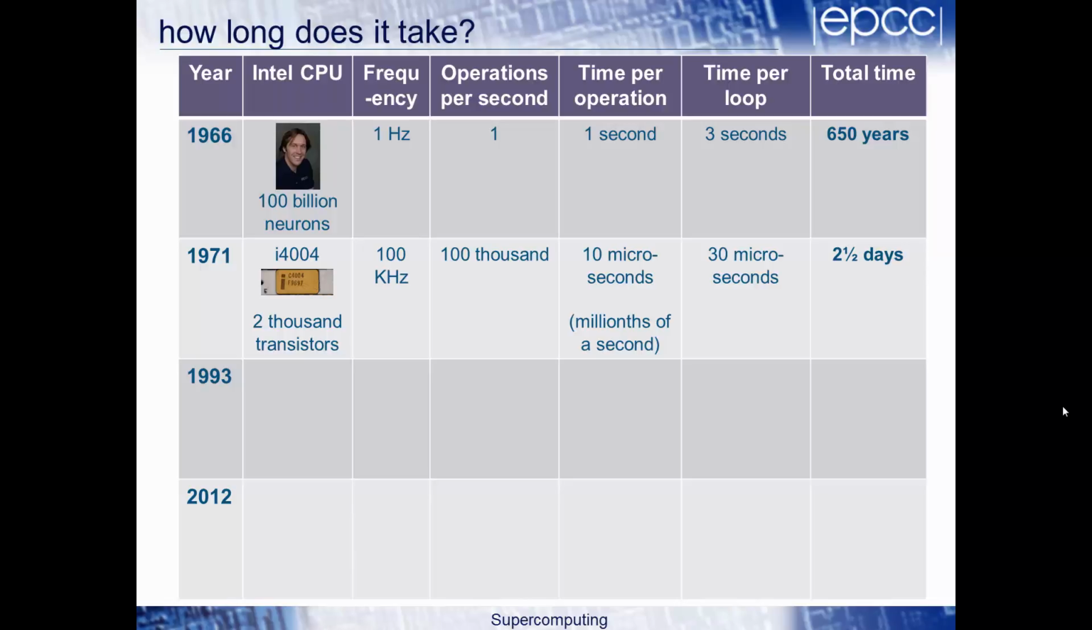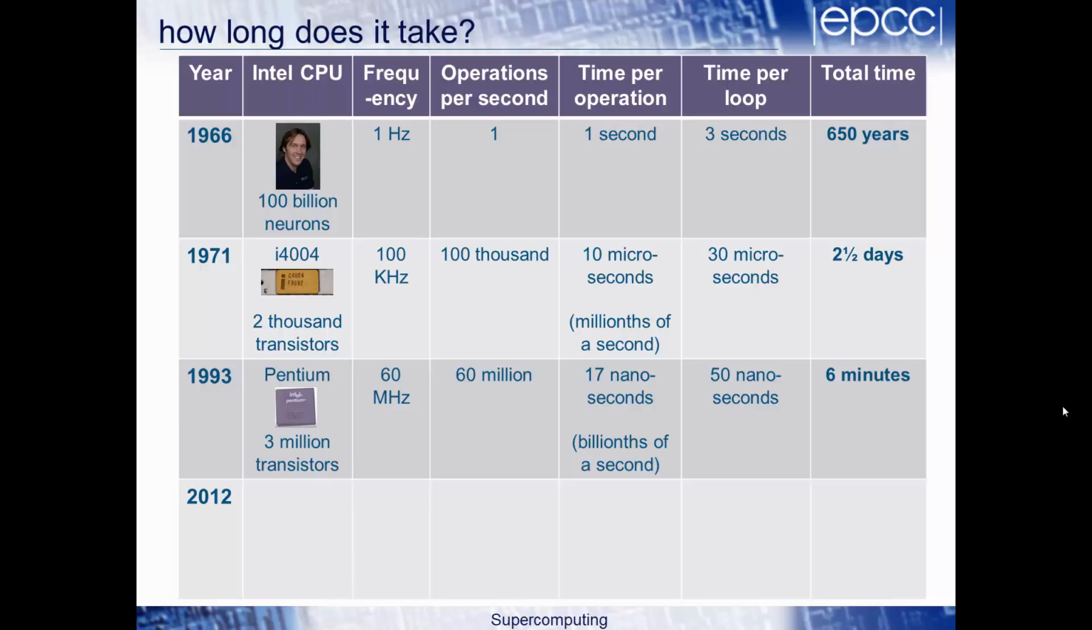But if we fast forward another 2 decades, we see the impact of Moore's law. Moore's law is this exponential increase, this regular doubling of the number of transistors you can get on a microprocessor. In 1993, Intel released the Pentium, and the manufacturing technology had increased to such an extent that they could now put 3 million transistors on the Pentium. This extra density of transistors translates into the ability to run at a faster frequency. The Pentium had a frequency of 60 megahertz. That's 60 million operations per second, or the time per operation is 17 nanoseconds, where a nanosecond is a billionth of a second.